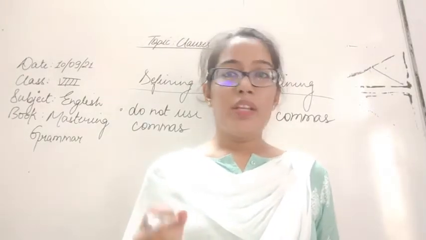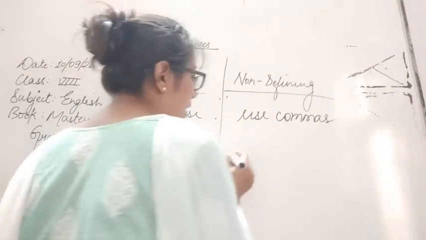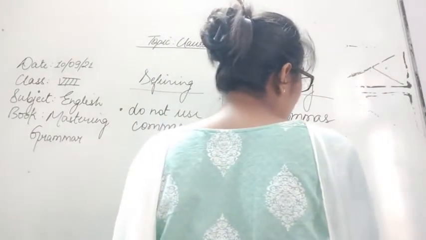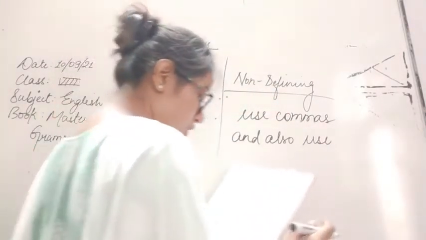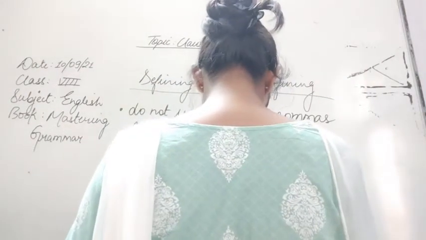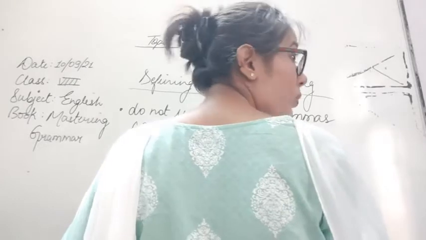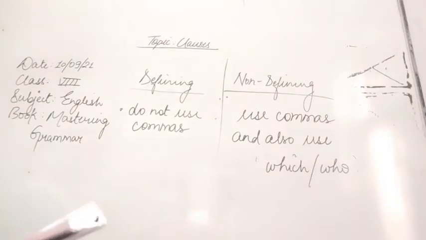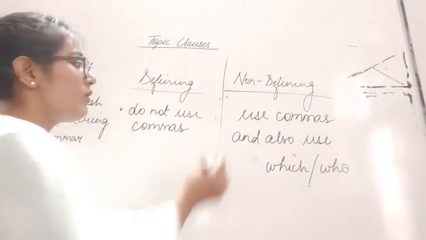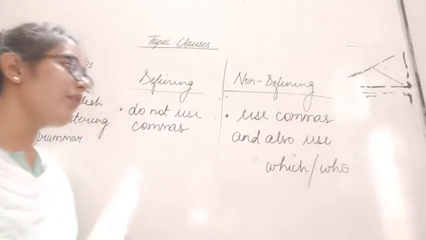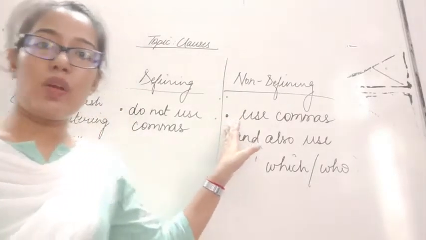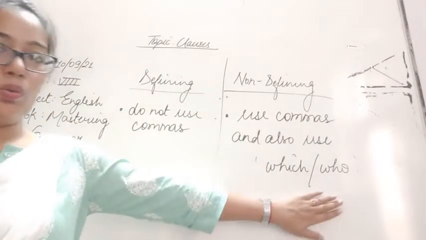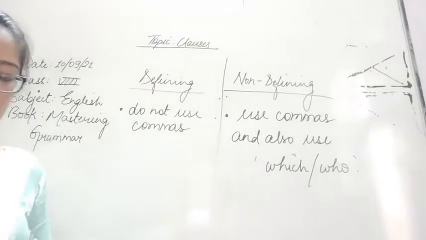In this we use commas and also use which or who. Am I clear? So we have two situations. In non-defining clauses we use commas and we also use which and who. In defining clauses we don't use commas.